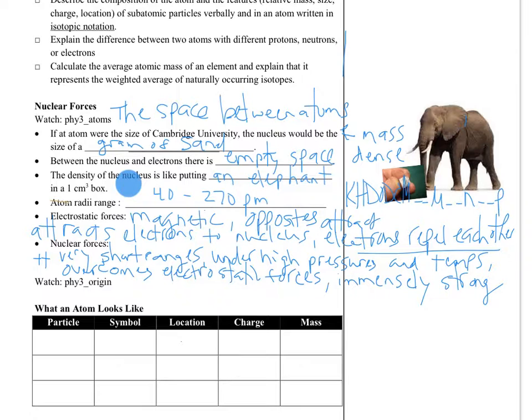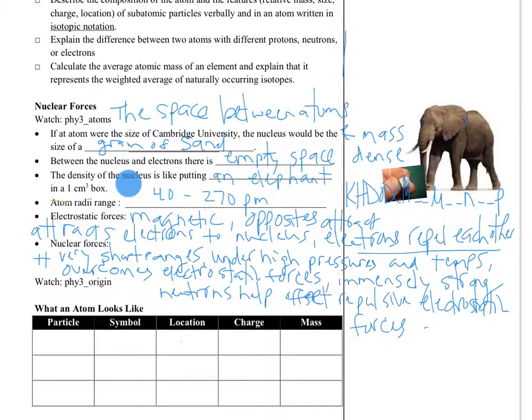Another thing that helps, of course, is that the neutrons help to offset the repulsive electrostatic forces of protons. Okay, so two things are happening there. You have the nuclear forces and you have neutrons in there, which also helps to offset the electrostatic forces.